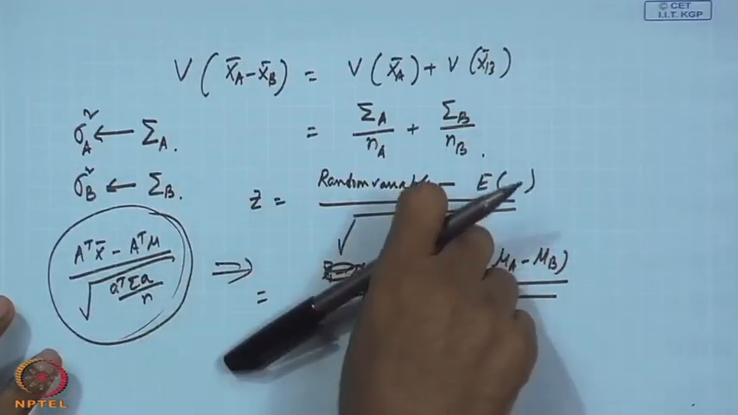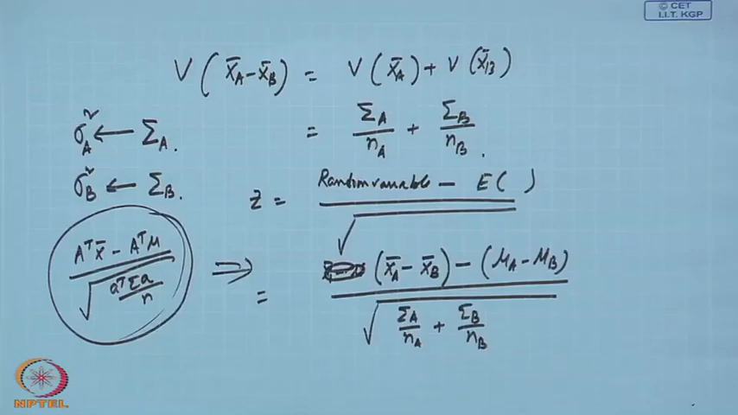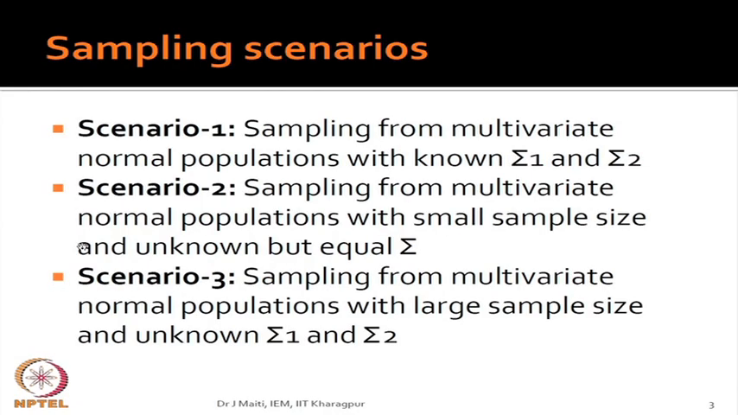So the same principle will be applied now. The only thing is that one more component is added, denoted by sigma A and sigma B; later on we will be adding S A and S B, something like this, but essentially other things remain the same. So you have a similar situation here. You are sampling from multivariate normal populations with known sigma 1 and sigma 2.